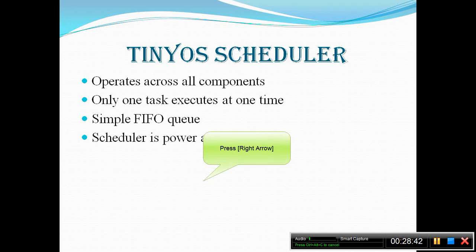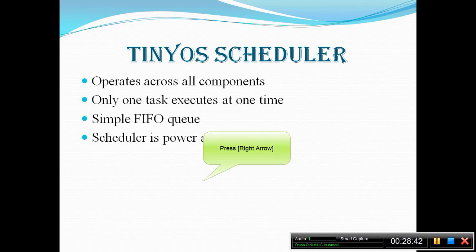Next is the TinyOS scheduler. The TinyOS scheduler operates across all the components. Virtually all embedded systems using TinyOS will be uniprocessor systems, so only one task among all the components may execute at a time. The default scheduler in TinyOS is a simple FIFO, that is first in first out, queue. A task is posted to the scheduler either as a result of an event which triggers the posting, or as a result of a specific request by a running task to schedule another task.